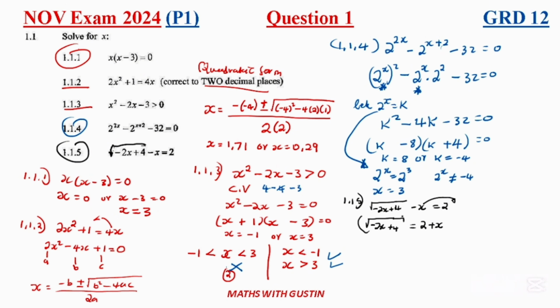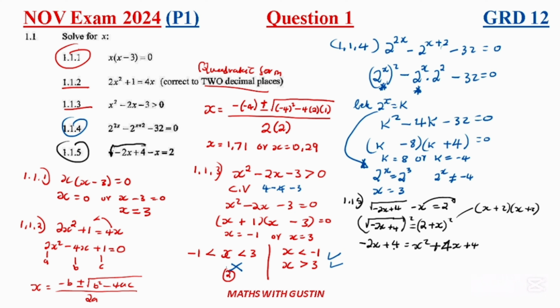So therefore, we need to square both sides. Square both sides. This side is going to remove the square root. We're going to be left with negative 2x plus 4 is equal to, here we need to remove the bracket, guys. Even if you write it like this, it will still be the same because there is no negative number here. So x times x equals x squared, plus x times 2 is going to be 2x, and then 2x plus 2x is going to give us 4x, and then 2 times 2 is going to give us positive 4.